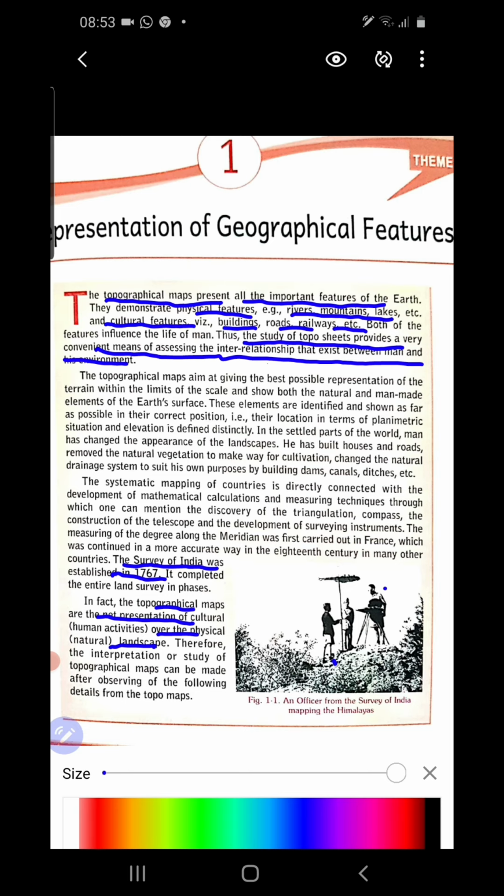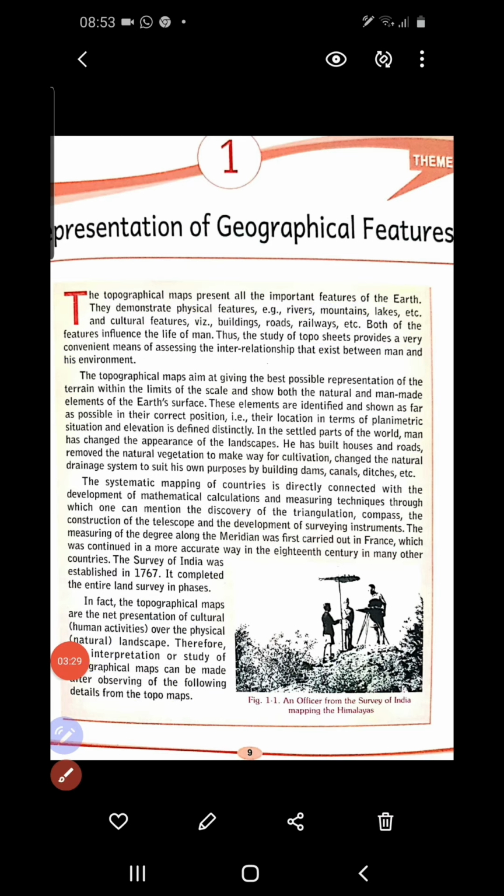So that is the study or interpretation of a topographical map. Interpretation means we are doing the reading of the map, looking at the different symbols, signs, colors, etc. We are able to understand the meaning of that topography. We are able to read the topographical map. That is what is meant here by interpretation or study of topographical maps. This can be done after observing the details of the map. How do we read this topographical map? Let's see that with the help of a topographical map.